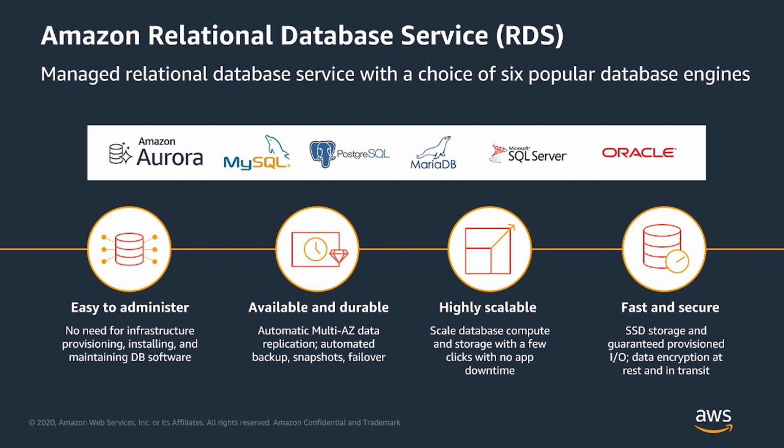It frees you to focus on your application so that you can give them the fast performance, high availability, security, and compatibility they need. Amazon RDS is available on several database instance types, optimized for memory, performance, or I/O, and it gives you enough flexibility to choose what your actual requirement is. For today's session, our target state engine is SQL Server.